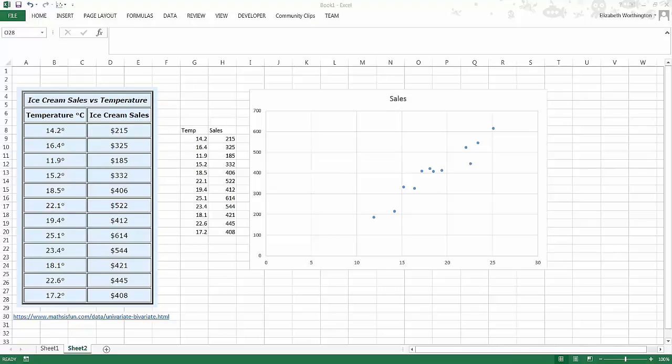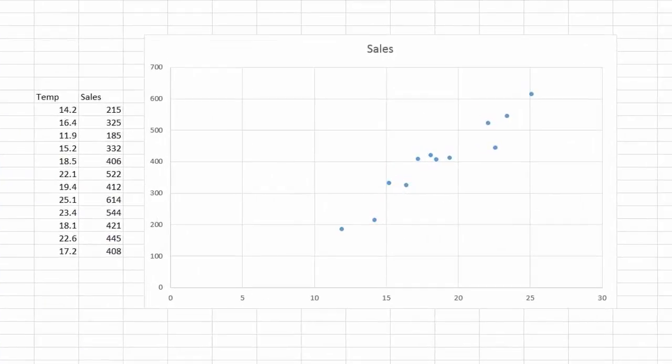And finally, we can see that some data has no correlation. It is neither strong or weak, positive or negative. So let's go back to the ice cream. We can see here that the data has a strong positive correlation.